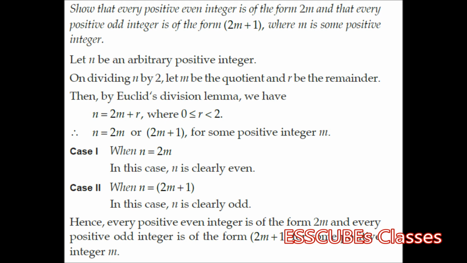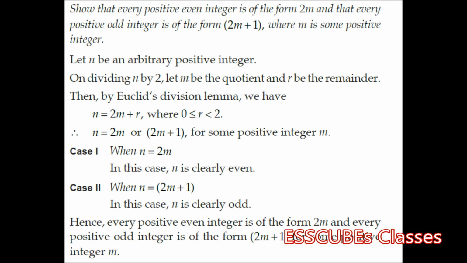So what are the two possible cases that might arise? We might get 2m plus r, where the remainder can be 0 or 1, and it cannot be 2 because we are dividing by 2. So the only possible cases are 0 and 1. So n is equal to 2m plus 0, which doesn't make any sense, and 2m plus 1 for any positive integer m.